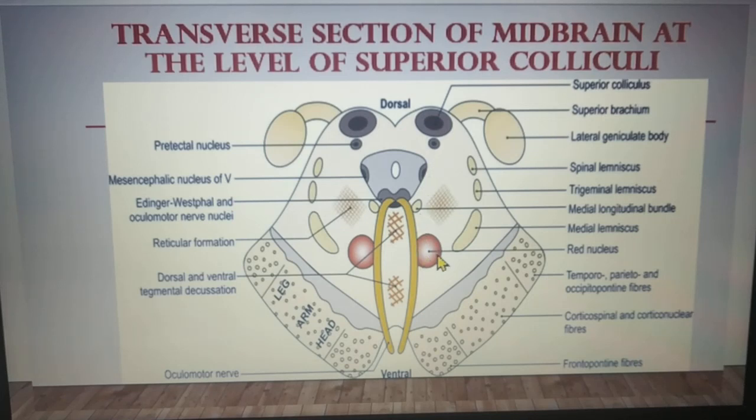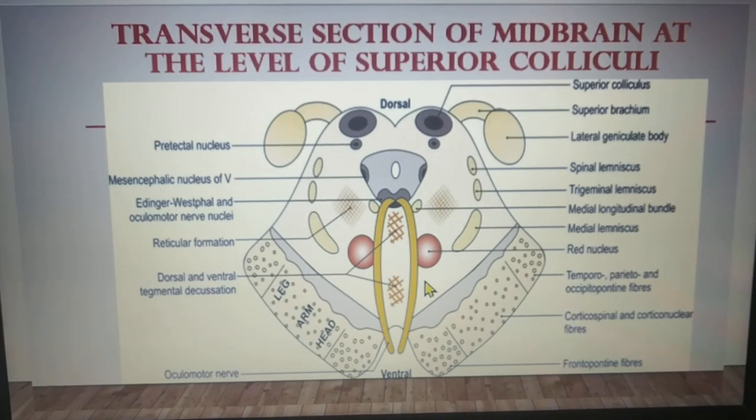The final grey matter content is the red nucleus. As the name suggests, it is a red nucleus. The main content will be, it has high vascularity and iron, so only it is called the red nucleus. It receives afferent from the globus pallidus and cortex. It gives efferent to the spinal cord. And the main action of this red nucleus will be the muscle tone.